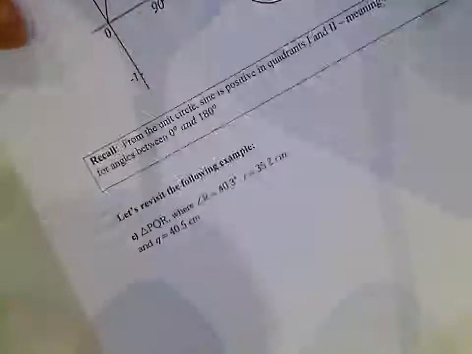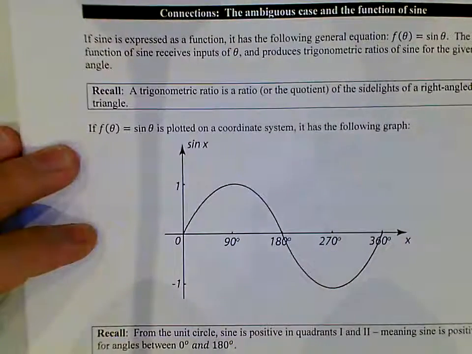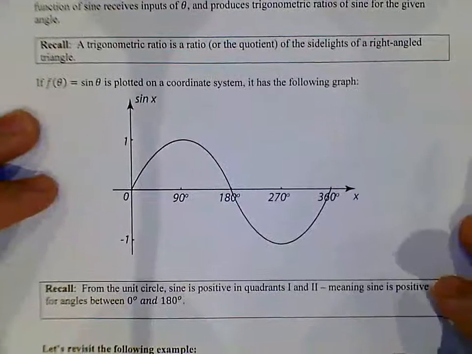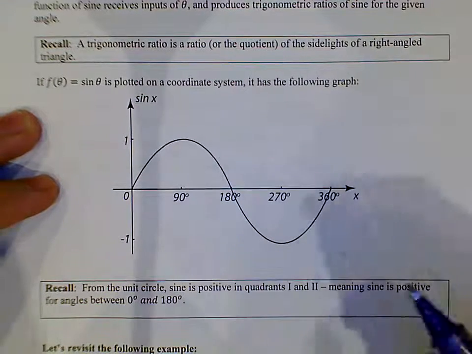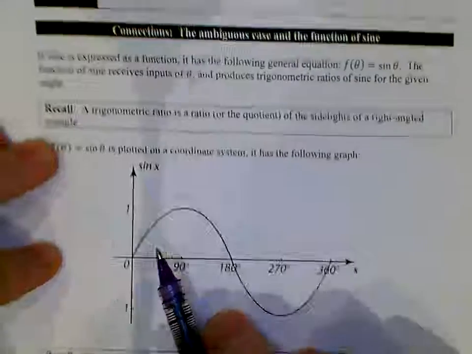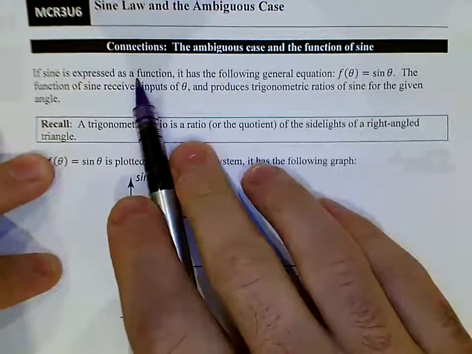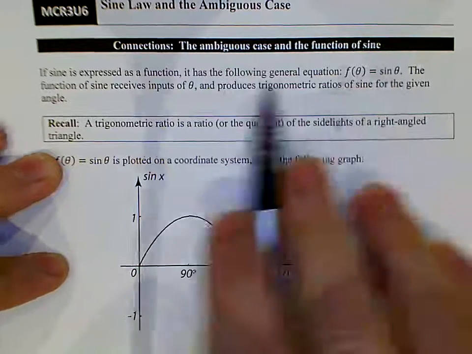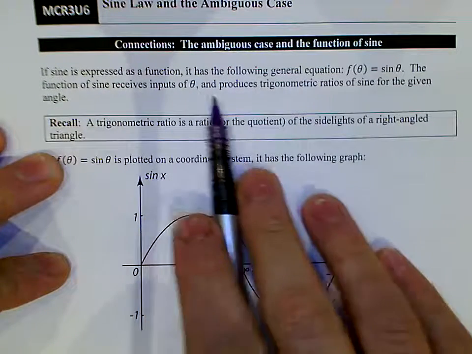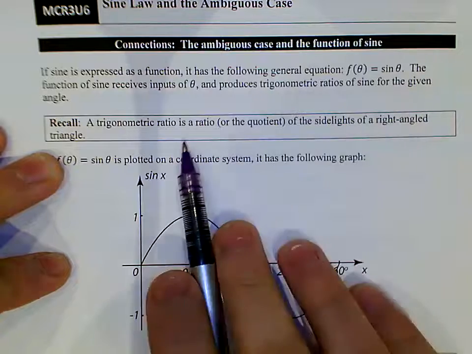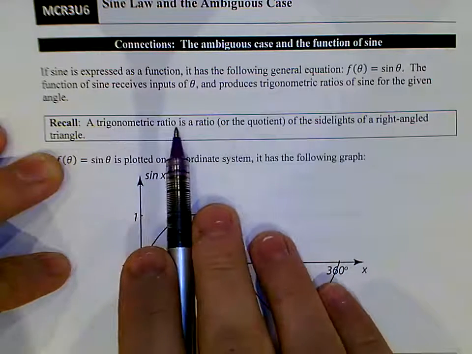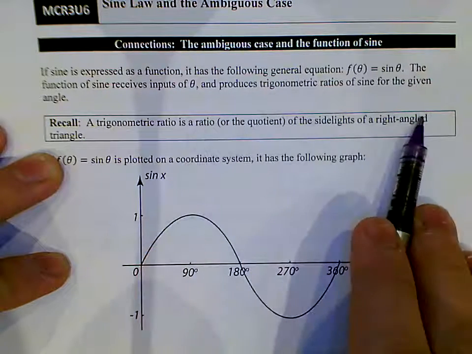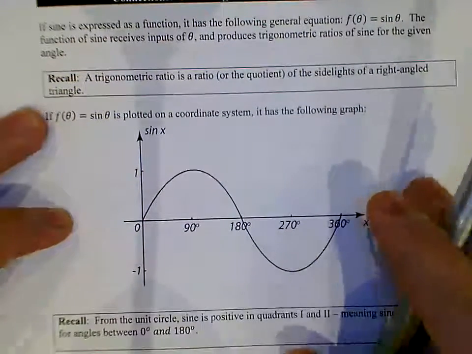We're going to be solving problems with the ambiguous case. But before we do, I just want to make a connection to the next unit that we're going to be chatting about, and maybe it'll provide you with some information to assist you in figuring out how many cases you have. So if sine is expressed as a function, it has the following general equation: f of theta equals sine of theta. The function of sine receives input of theta and produces trigonometric ratios of sine for the given angle. Recall, a trigonometric ratio is a ratio of the side lengths of a right angle triangle. So that's all it is.